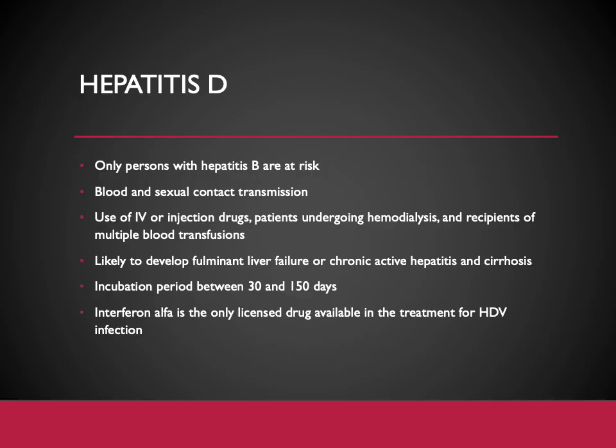Hepatitis D. This is kind of an interesting one, but basically you have to have hepatitis B for hepatitis D to be an issue. Blood and sexual contact transmission, again, IV drug use, patients undergoing hemodialysis, people with multiple blood transfusions. It's highly unlikely, but it is likely to develop into fulminant liver failure or chronic active hepatitis and cirrhosis. So basically, it can kill your liver, but again, you have to have hepatitis B for it to do its thing. The incubation period is anywhere from about a month to 150 days.